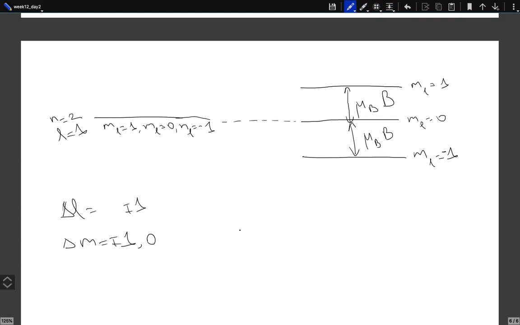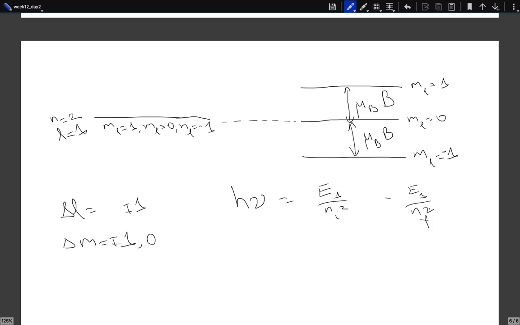So you see, now before, in the absence of the magnetic field, h nu was given by E1 over n initial squared minus E1 over n final squared. This is the initial energy before the magnetic field. This is the initial energy, this is the final energy. The difference in the energies was emitted as the photon.